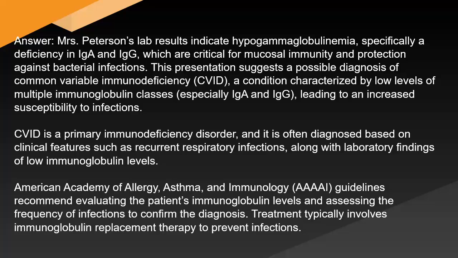American Academy of Allergy, Asthma, and Immunology (AAAAI) guidelines recommend evaluating the patient's immunoglobulin levels and assessing the frequency of infections to confirm the diagnosis. Treatment typically involves immunoglobulin replacement therapy to prevent infections.